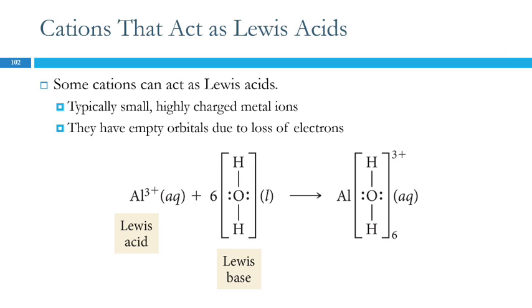Some cations can act as Lewis acids. Typically, small, highly charged metal ions. Have we heard those before? Yeah. Which ones did I tell you to remember? Iron and aluminum, right? We got Al and Iron Man. That's new for this semester, by the way. I don't know where it came from, but I like it.